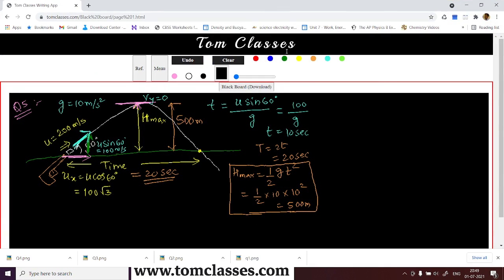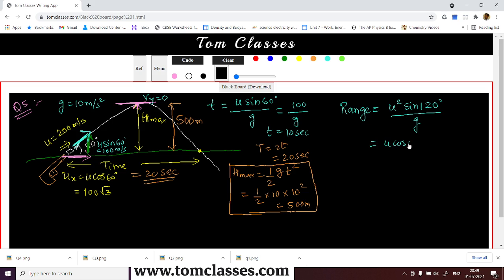And let's try to calculate some extra thing. Let's suppose I am interested in the range. What is the range it will have? The range will be given by u square sine 120 degree divided by g. Yes, that will be the range. Yes or no? Yes. Okay.